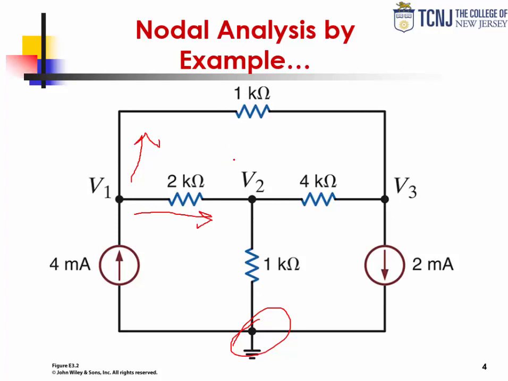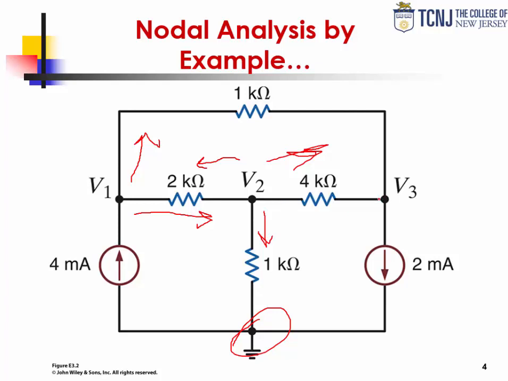So remember that each current is coming out of the node at each node. So now I have this current for V2, and I will say that V2 minus V1 divided by 2K, that's the first current, plus V2 minus V3 divided by 4K, plus V2 minus 0, because the reference node is ground and is 0, divided by 1K. So those are my currents at V2, and they're always coming out of the node.